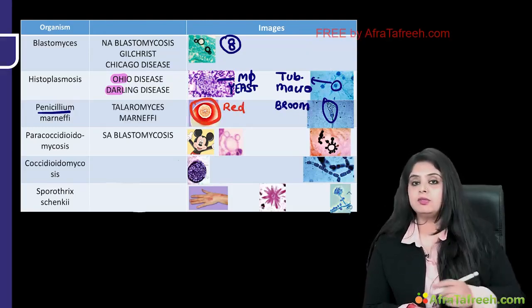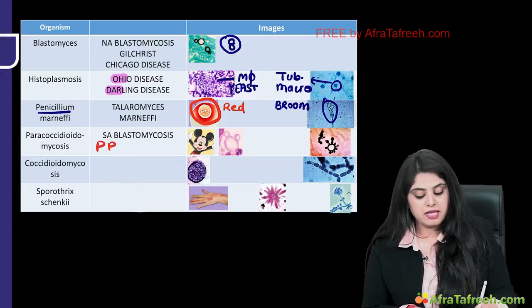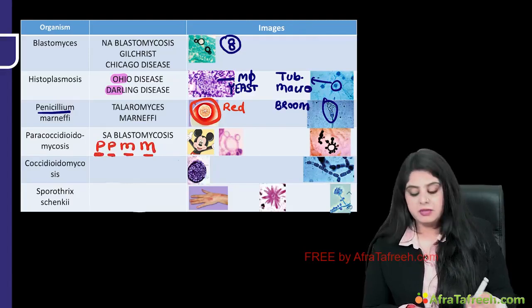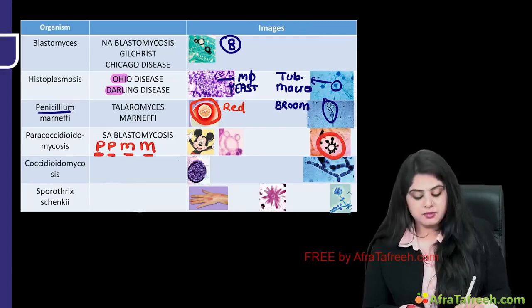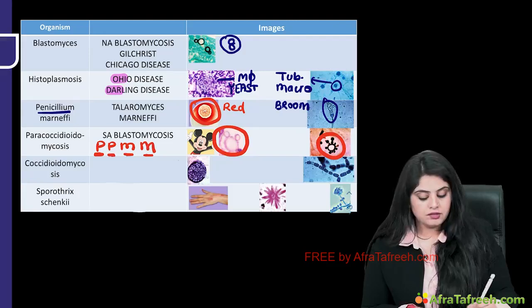Paracoccidioides, now come to the south. It is South American, and we said PPMN. Paracoccidioides is showing you pilot wheel, mariner wheel, or Mickey Mouse. You can see pilot wheel, mariner wheel, and Mickey Mouse appearance.